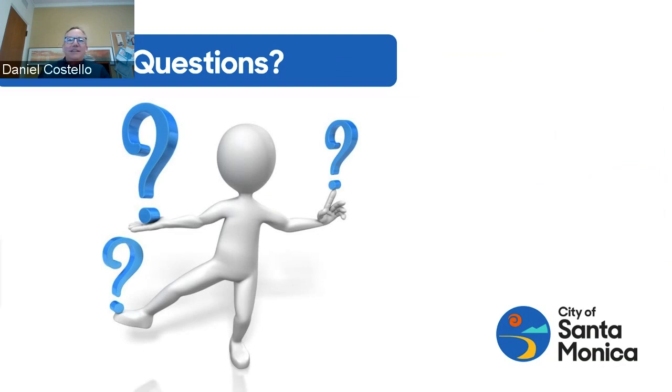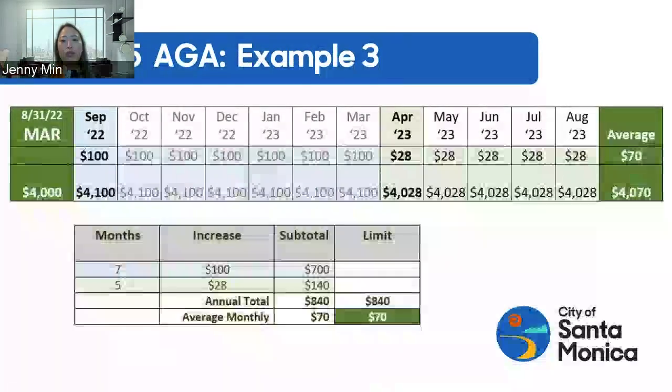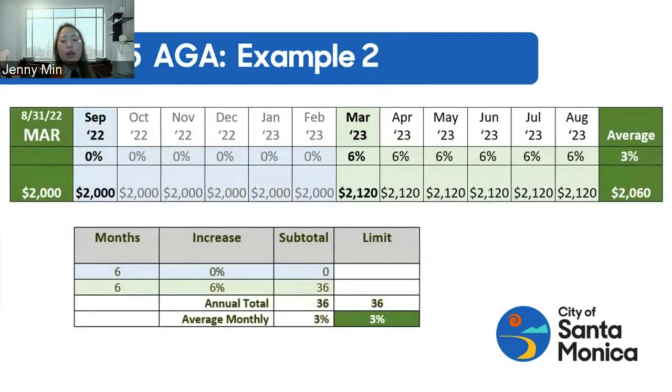Yeah, so based on example 2, it is allowed that there could be a 0% increase, and starting March, they could give you that 6% increase as long as the increase that you received would average out to 3% in the course of the year. And the year doesn't start in January, it starts in September of one year, and it goes to August of the following year.